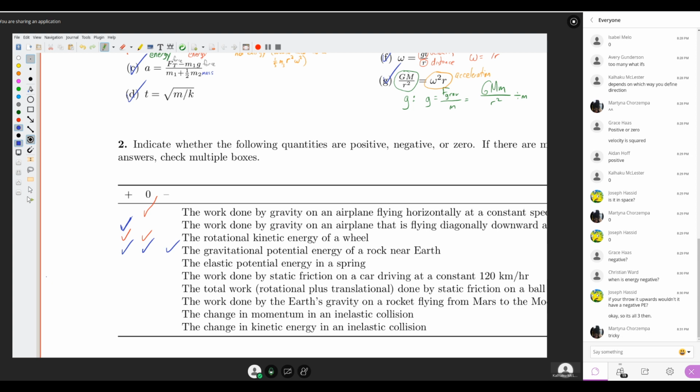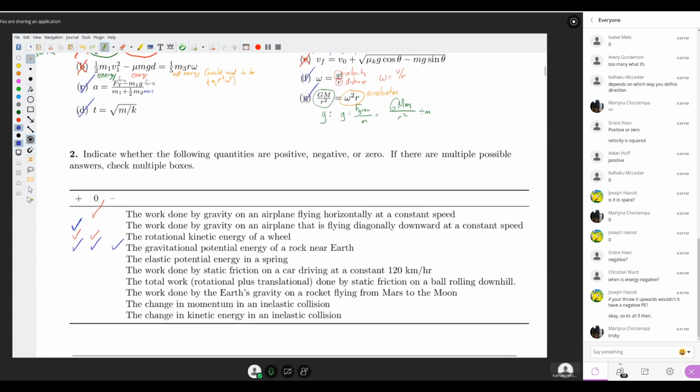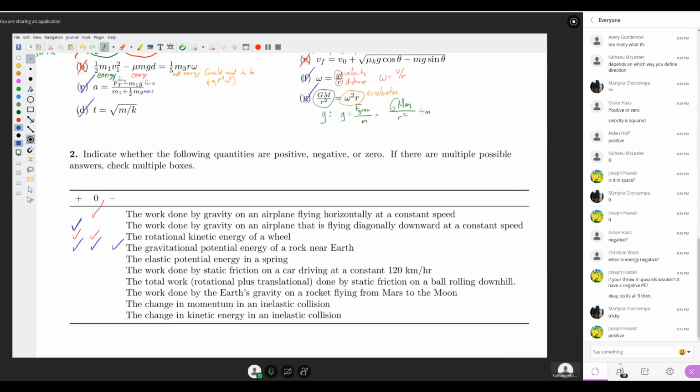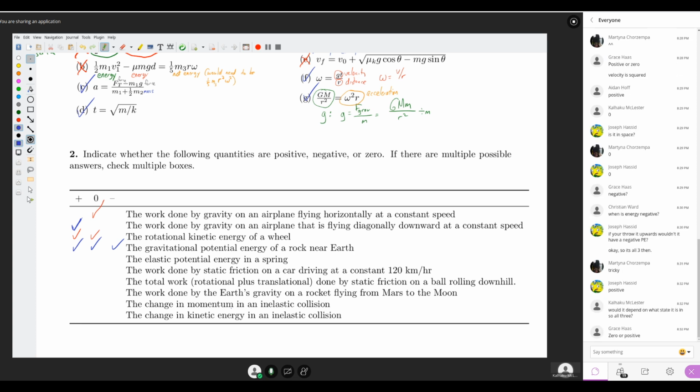What about the elastic potential energy in a spring? Yes, these are tricky, Martina. These were quite difficult last year. We usually don't do tricky, but I guess these could be. Okay, so the elastic potential energy in a spring could be positive. Could it be anything else?